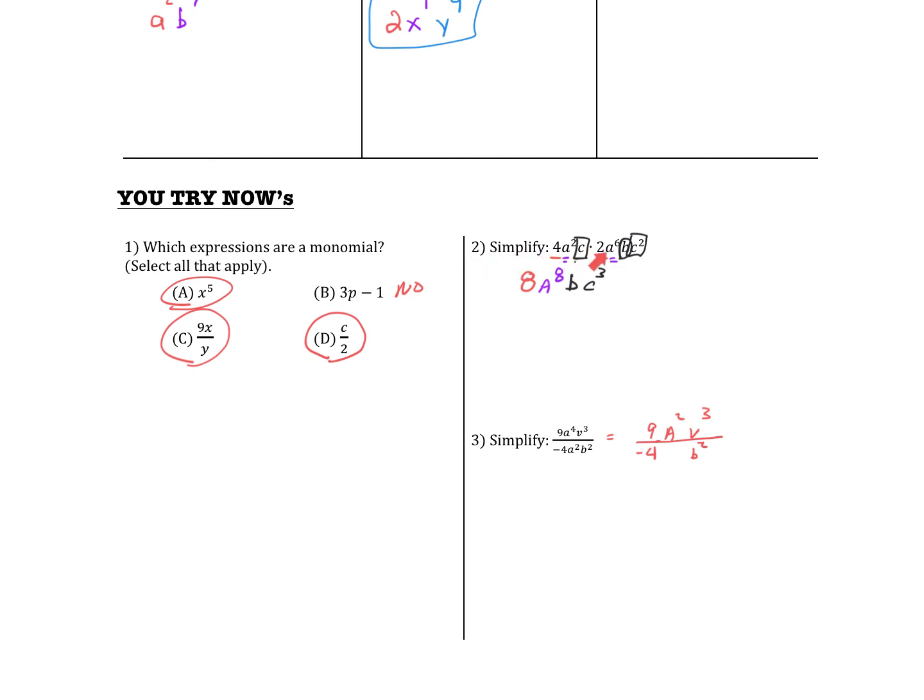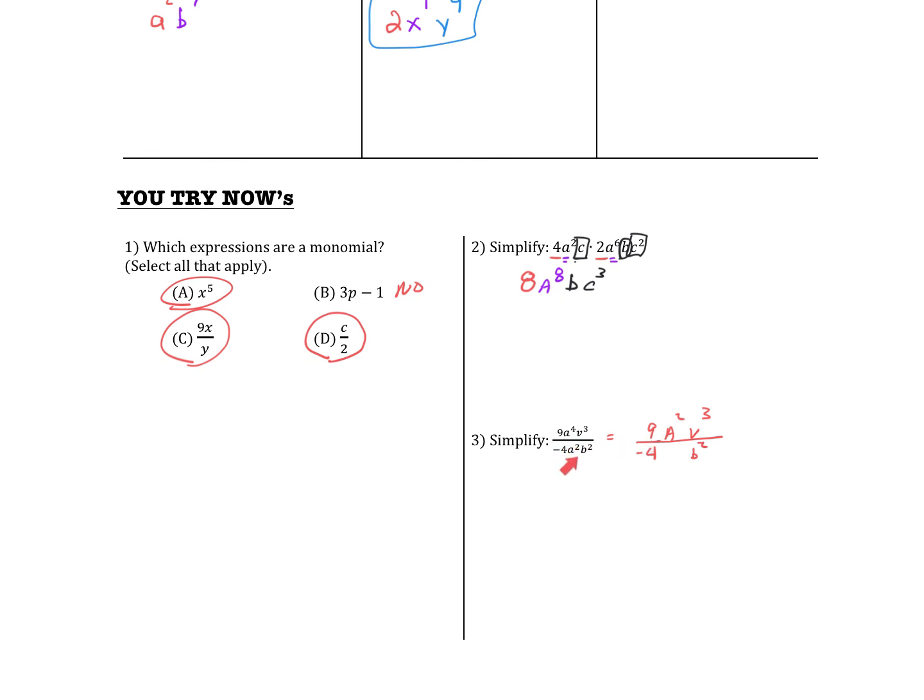Number 2 here, 4 and 2 multiply to make an 8. A to the second, A to the 6th, A to the 8th. There's a B there, so I have a B. C to the first, C squared gives me C cubed. Don't forget here, you're dividing. 9 over negative 4 is still 9 over negative 4. There's A to the 4th and A squared, so A squared is on the top.